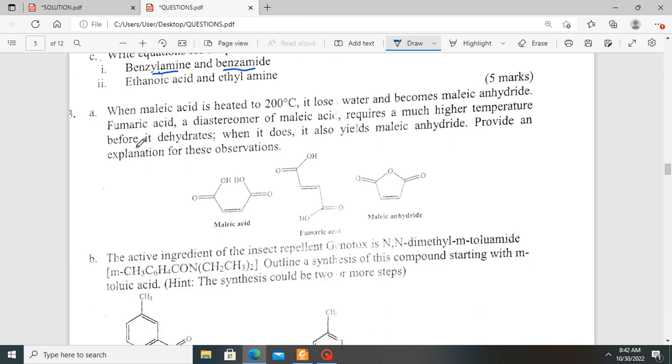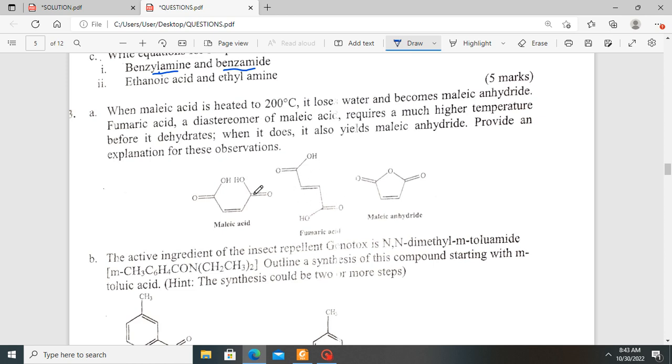Now 3a: when maleic acid is heated to 200 degrees Celsius, it loses water and becomes maleic anhydride. Fumaric acid, which is a diastereomer of maleic acid, requires a much higher temperature before it dehydrates, and when it does, it also yields the same maleic anhydride. We have to provide an explanation for this. This one is very simple. This is maleic acid existing in a cis geometric configuration, and this is fumaric acid existing in trans geometric configuration.